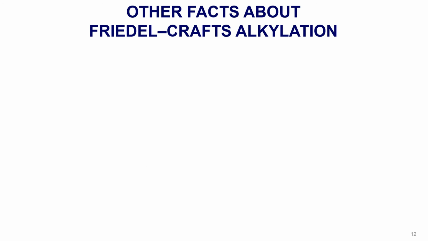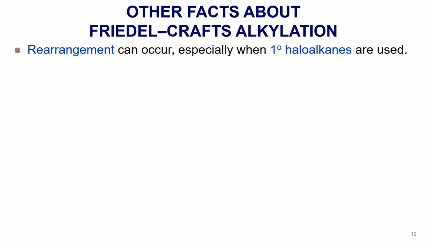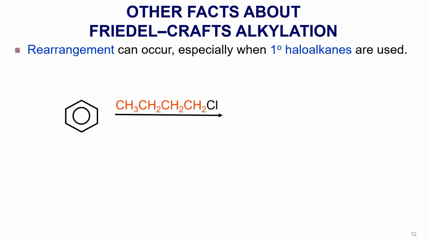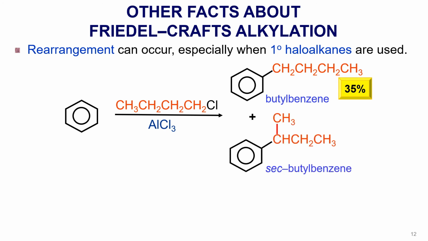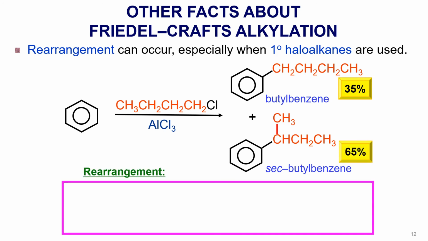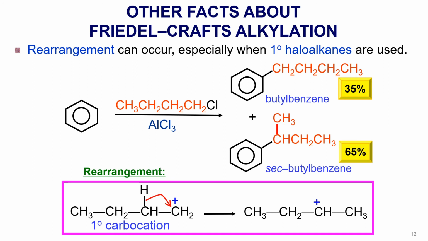Other facts about Friedel-Crafts alkylation. Rearrangement can occur, especially when primary haloalkanes are used. For example, the reaction of benzene with chlorobutane in the presence of AlCl3 produced butylbenzene with a composition of 35% and sec-butylbenzene with a composition of 65%. This is the result of the rearrangement of a primary carbocation to a secondary carbocation. A secondary carbocation is more stable than a primary carbocation.